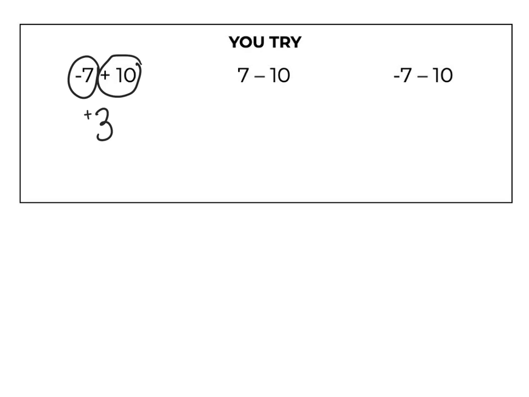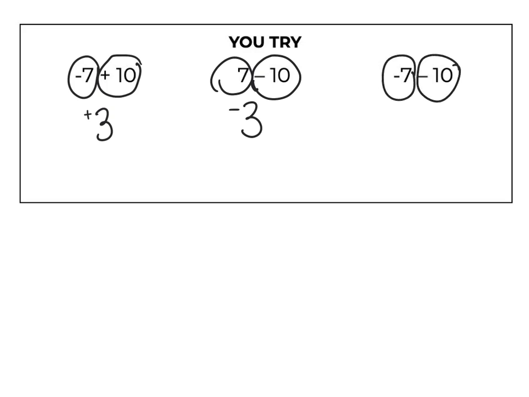Whereas on the second one, I have 7 positives, but I'm taking 10 away. I'm taking away more than I have, so I end up with a -3. And on the last problem, I have a -7 and a -10, so I'm taking away 17 altogether.